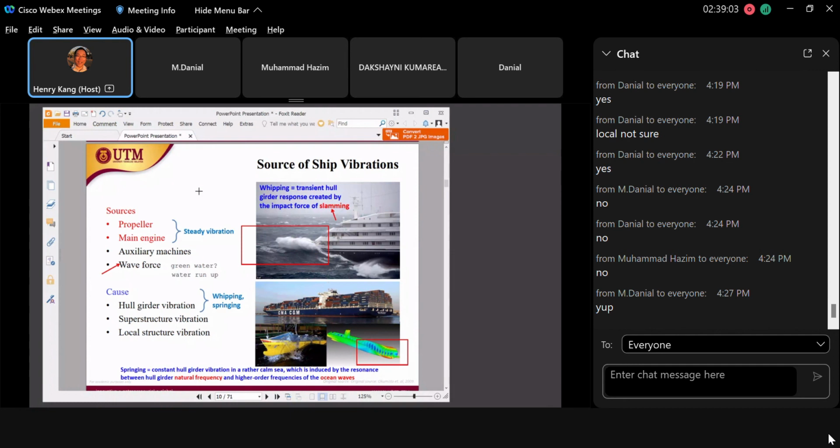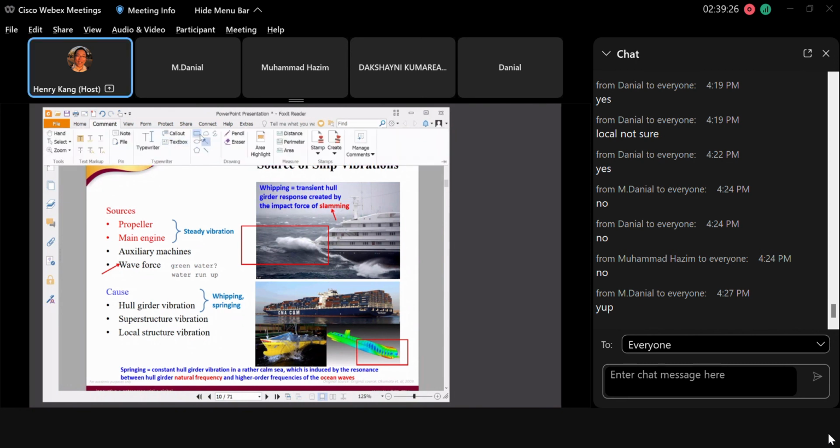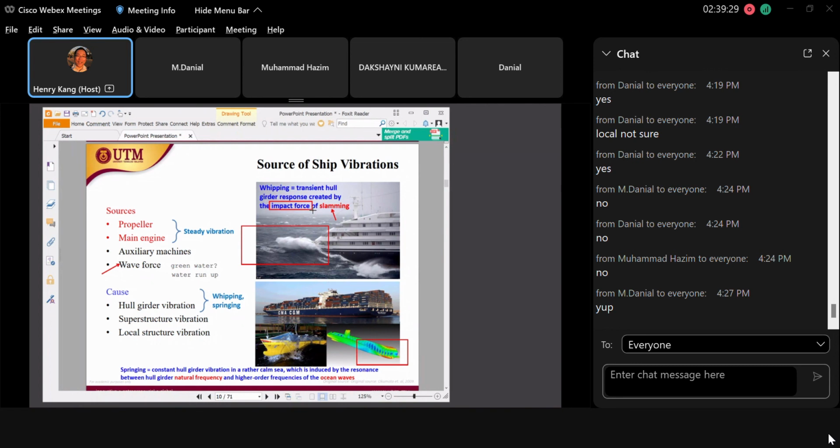Slamming is similar to the ship slamming the water. On the other hand, the water also slams back the ship. They try to fight with each other, so that's why it's so-called slamming. But you need to know that slamming is an impact force. That means the force is suddenly very large, but it happens in a very short time period.